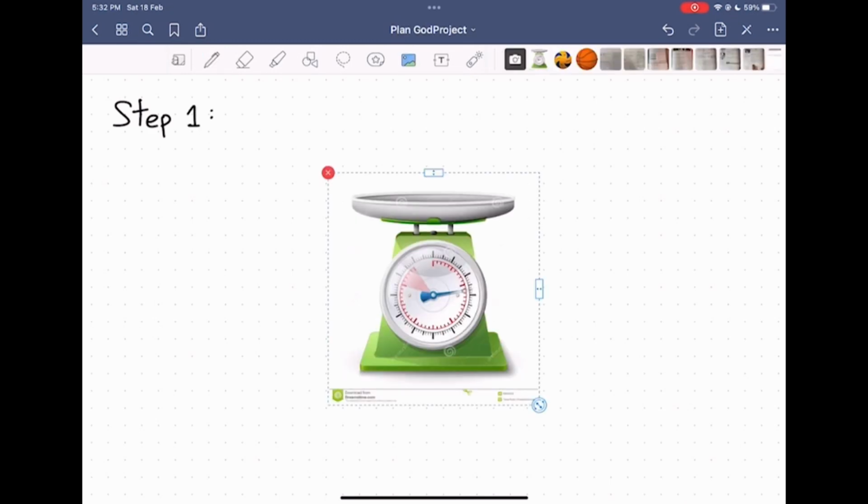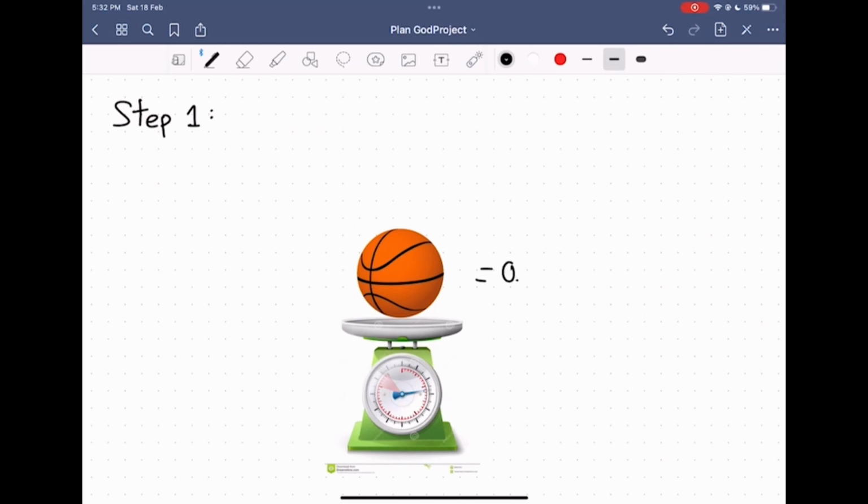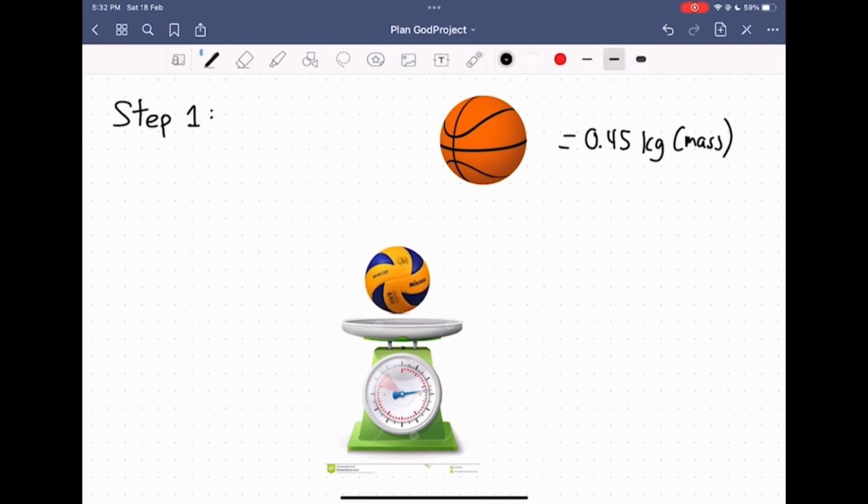Okay, so the things we're going to need for our experiment today are, first, a measuring tool. Next is a basketball. And this is a volleyball. Step 1. We're going to be measuring the mass of both balls. The first one is the basketball, with a mass of 0.45 kilograms. Now we're going to measure the same thing for our volleyball, and its mass is 0.3 kilograms.